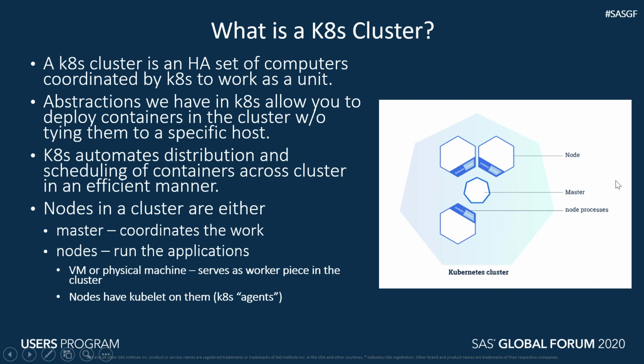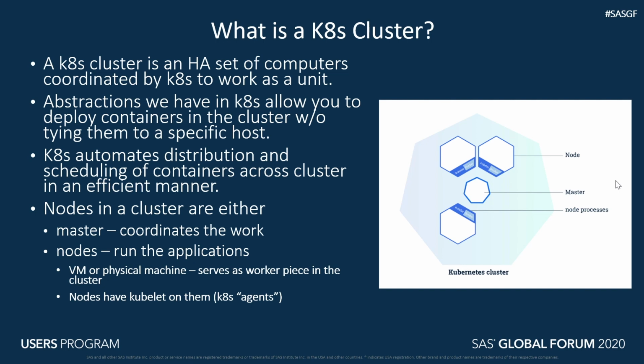So let's talk about a little bit of terminology here. First off, what is a Kubernetes cluster? So the cluster is a set of machines, typically a set of high availability computers that run Kubernetes on them. For example, it could be either virtual machines, actual physical machines out there, whatever the case may be.